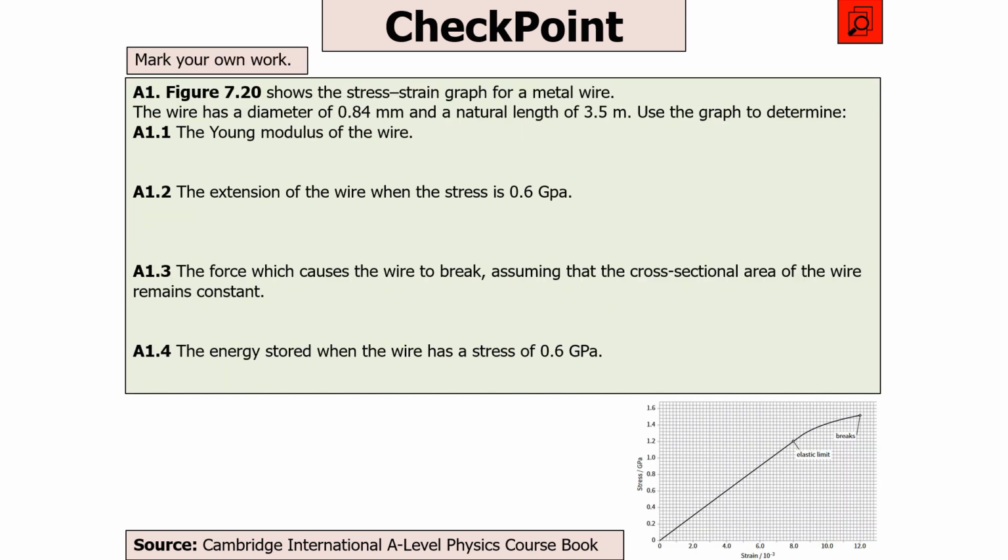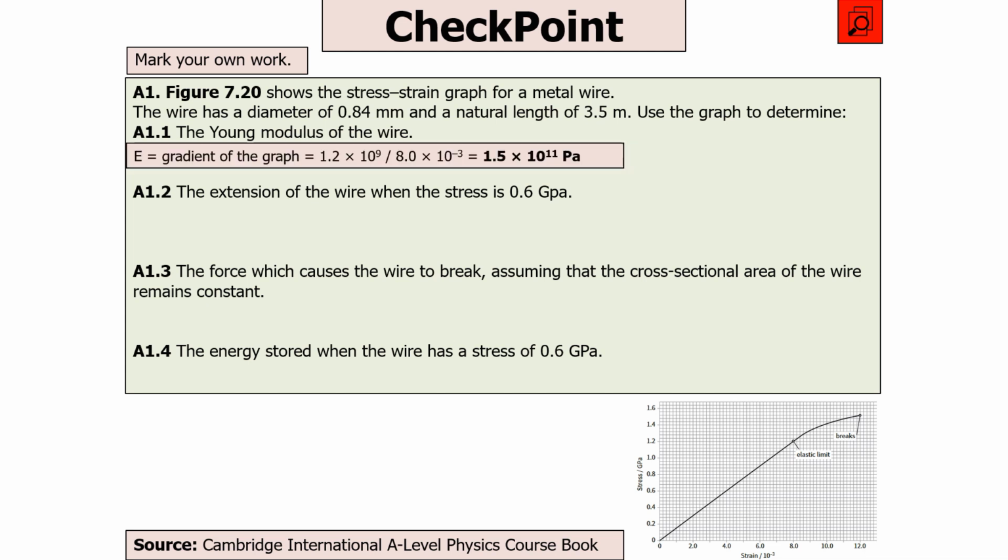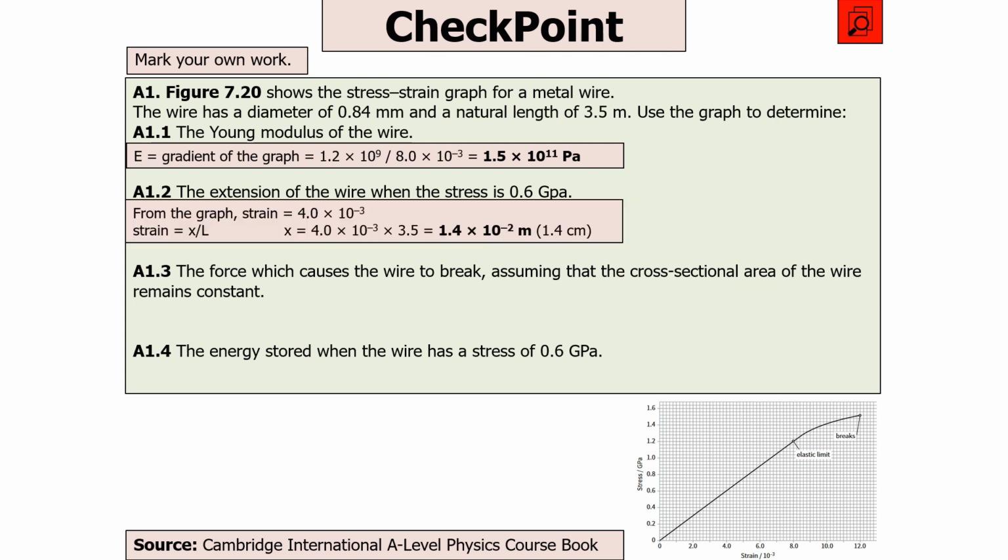Right, now we know that the Young modulus is the gradient of the straight line section of the graph. So you can work that through and we get 1.5 times 10 to the 11 pascals. In this one, you've got to use the graph and read it through. So you can see that when the stress is 0.6 gigapascals, well then the strain is 4.0 times 10 to the minus 3. We know that strain is the extension over the length, so therefore extension is the length times by the strain. We can see what the length is from the question, is 3.5 meters, so we get 1.4 times 10 to the minus 2 meters.